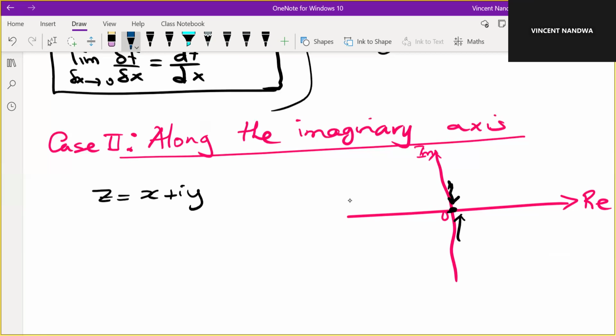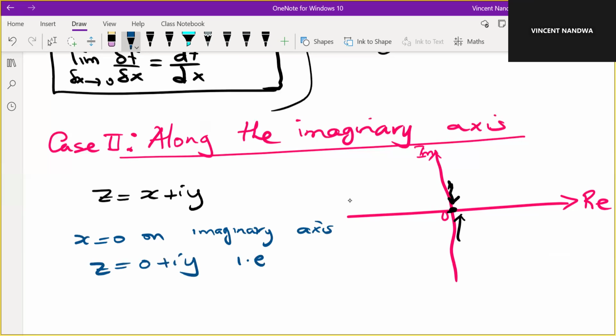So x is 0 on the imaginary axis, which means z is the same as just 0 plus iy, which means z is the same as iy. So then delta z will be the same as i delta y.